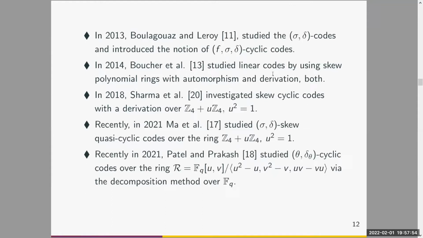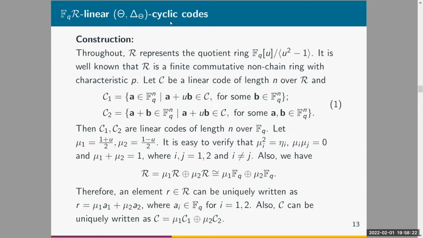In 2014, Boucher et al. studied linear codes by using the polynomial rings with the help of both automorphism and the derivation. In 2018, Sharma et al. investigated these cyclic codes with the derivation over this particular ring, and in 2021, Ammar et al. studied sigma delta skew quasi-cyclic codes over the same ring. Recently, in 2021, Patel and Prakash studied theta delta theta cyclic codes over this ring via the decomposition method. Now here we will study the theta delta theta cyclic codes over the mixed alphabet FqR.